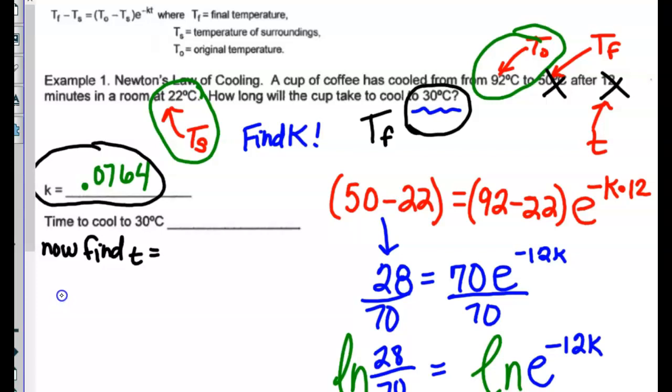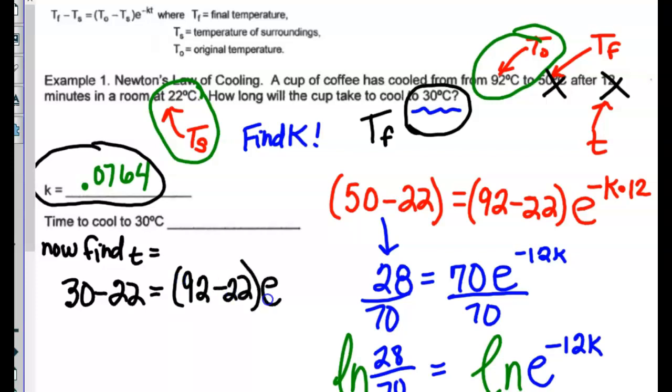T sub f is now what? Final temperature is 30. Our surroundings are still 22. The original temperature was still 92. Our surroundings are still 22. E to the negative K, which is opposite of K, point, so it's going to be negative 0.0764 T.